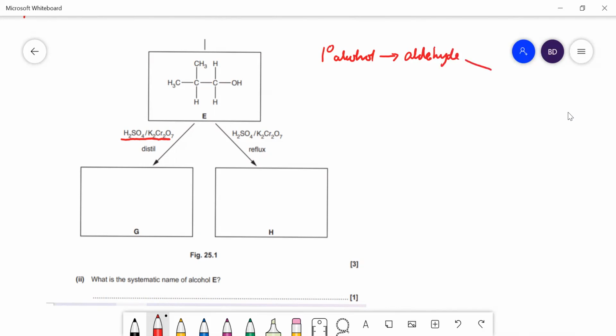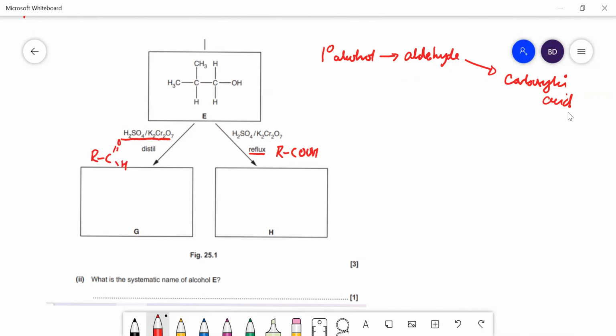And if you react it another step, you're going to get a carboxylic acid. Now, if you reflux it, you get these two steps. You get the carboxylic acid. Okay, so I'll write that there. If you just distill off the product immediately, you just get the aldehyde, so you get that.